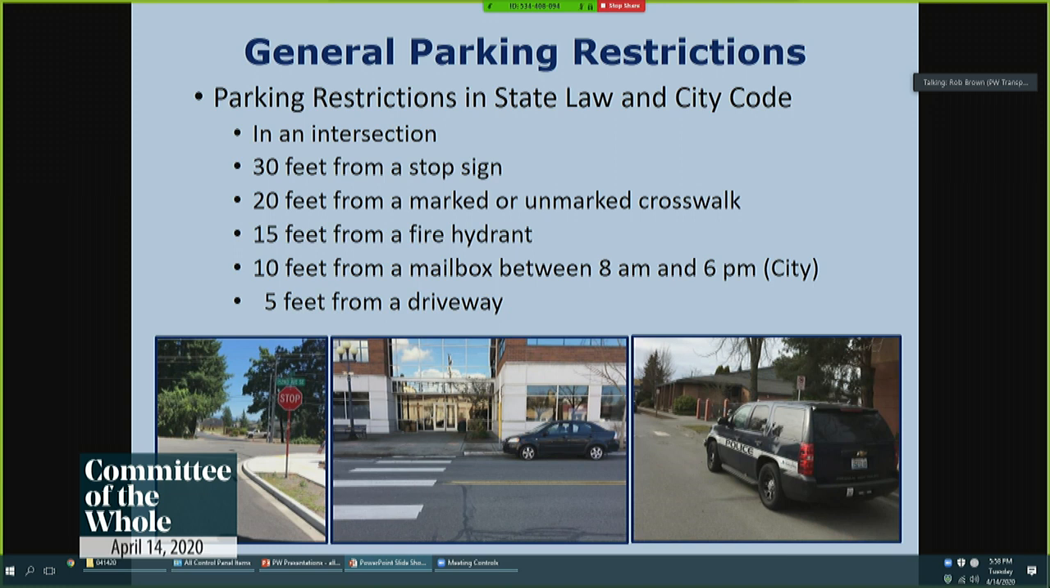Before we move on from the slide, I do want to point out that the picture in the lower right corner, that's actually a federal police officer, not a City of Kent police officer parked there. So, next slide, please.